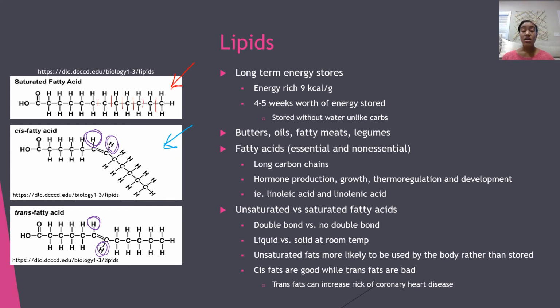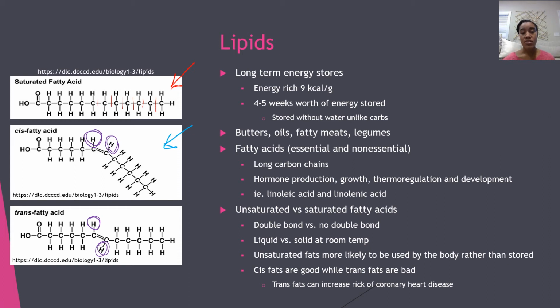Cis fatty acids are good for you. They're good to have in your diet, whereas trans fatty acids are pretty much banned in the United States and various countries around the world. And that's because they've been associated with increased risk of coronary heart disease. So you want to make sure that there are no trans fats in your diet.